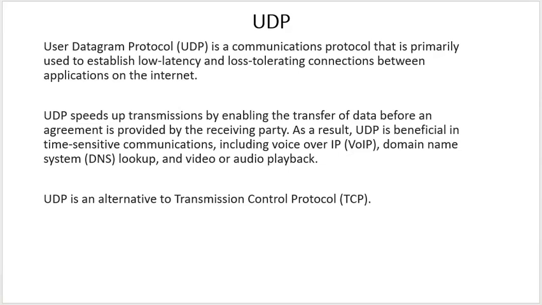UDP, User Datagram Protocol, is a communications protocol that's primarily used to establish low latency and loss tolerant connections between applications on the internet. It speeds up transmissions by enabling the transfer of data before an agreement is provided by the receiving party. In other words, it doesn't need the host that you're connecting to agree to a connection before it can start doing its stuff. And so it's beneficial in time-sensitive communications, voice over IP, DNS lookup, video or audio playback, and it's an alternative to TCP.